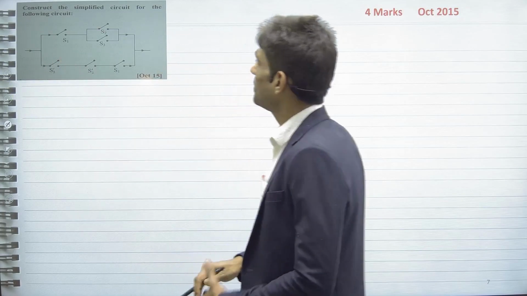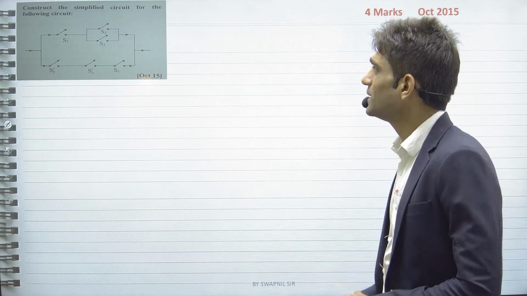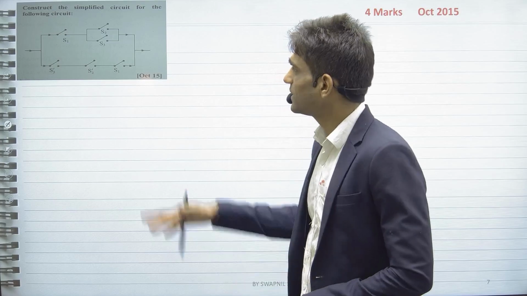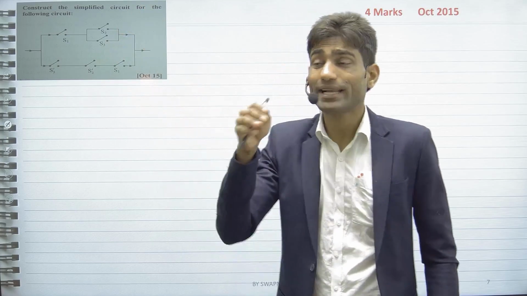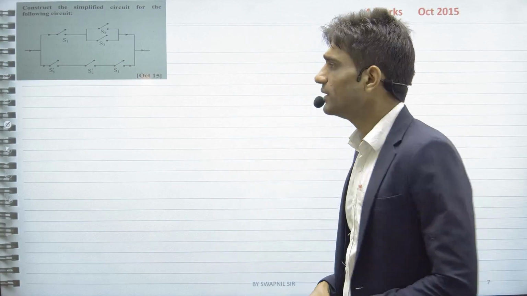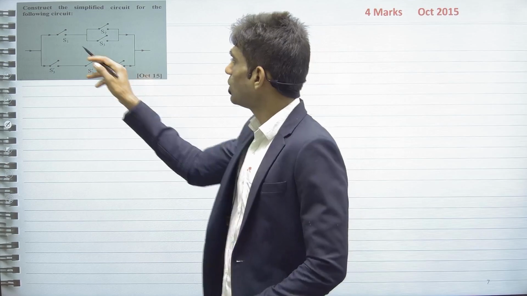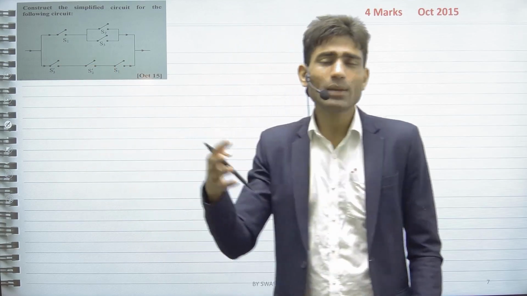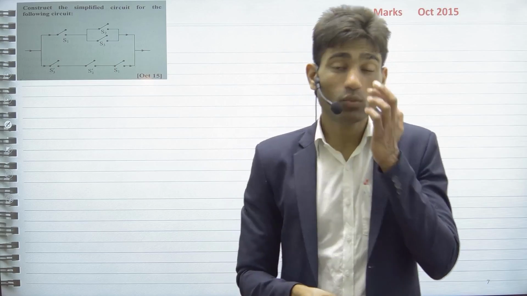Construct the simplified circuit for the switching circuit. Similar to the previous one, draw the switching circuit first. First of all, you have to represent S1, S2, S3, and S1 dash, S2 dash, S3 dash, their negations, their statements. So we have statement S1, so we consider S1. The remaining written work you may do by yourself, like my previous example.